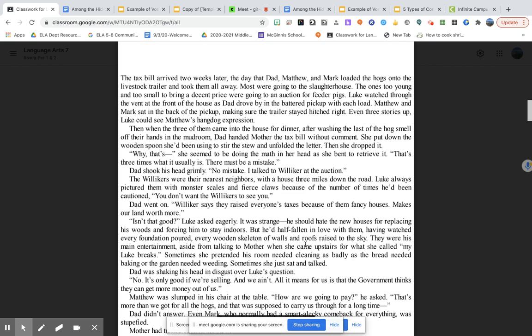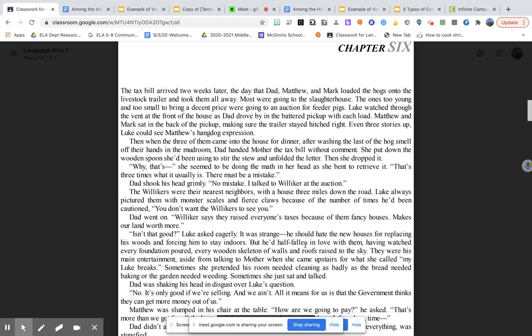Chapter 6. The tax bill arrived 2 weeks later, the day that Dad, Matthew, and Mark loaded the hogs onto the livestock trailer and took them all away.